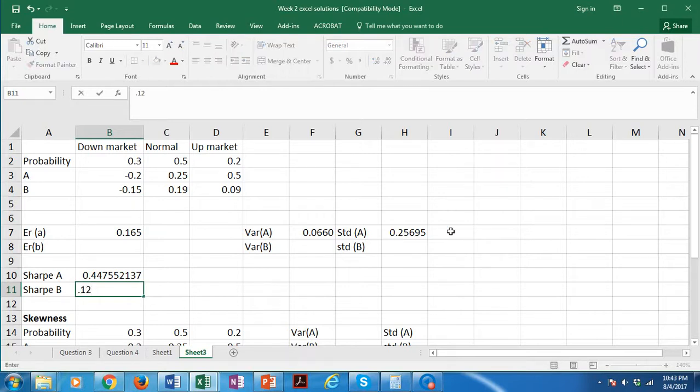it's 0.12. So Sharpe ratio for stock A is higher than stock B, and by this time you understand the Sharpe ratio is the excess return divided by standard deviation. So excess return per unit of risk. Since stock A generates excess return per unit of risk higher than stock B, so stock A will be preferable based on this measure of risk.